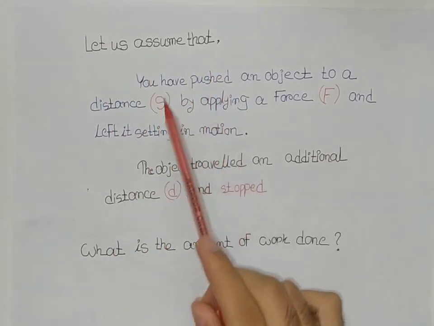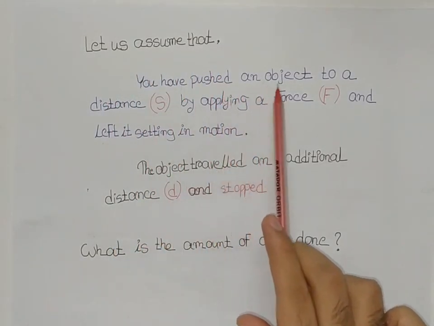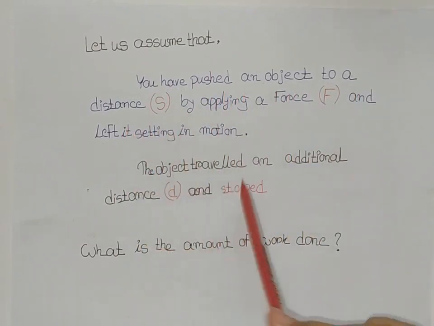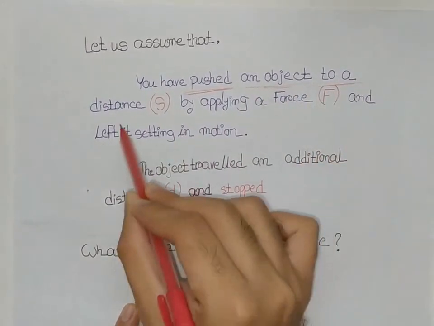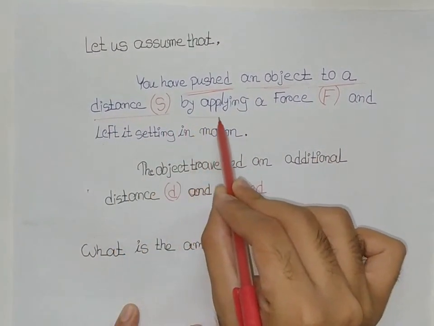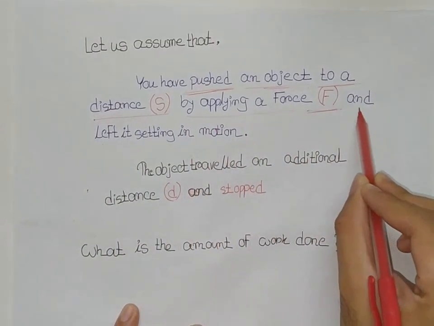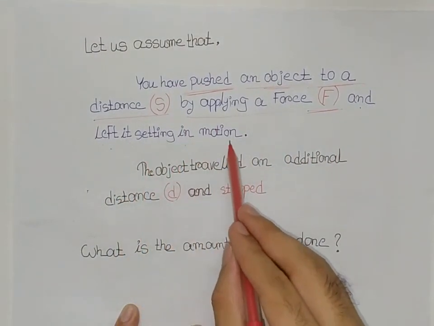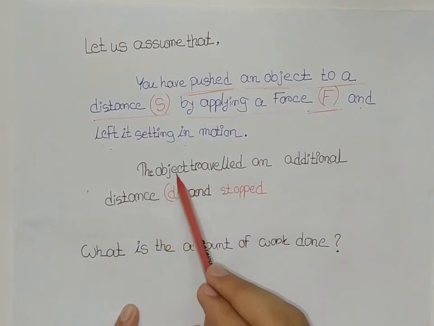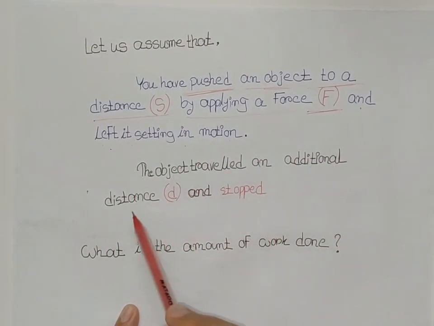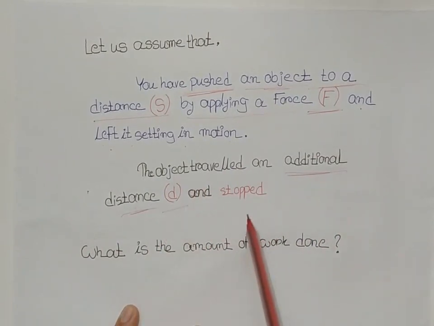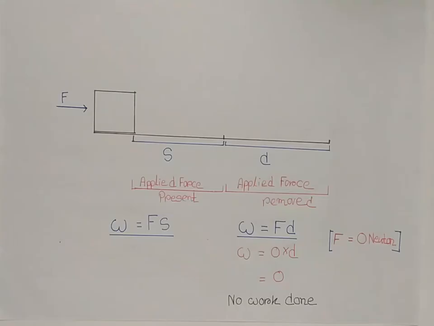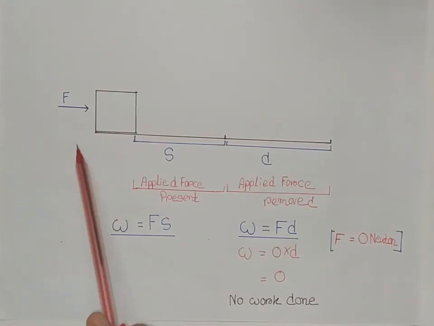Let us assume that you have pushed an object to a distance s by applying force F and left it sitting in motion. The object traveled an additional distance d and stopped. What is the amount of work done? This is the graphical representation of that situation.